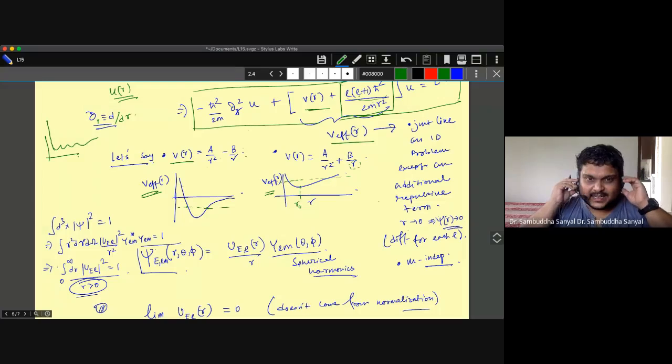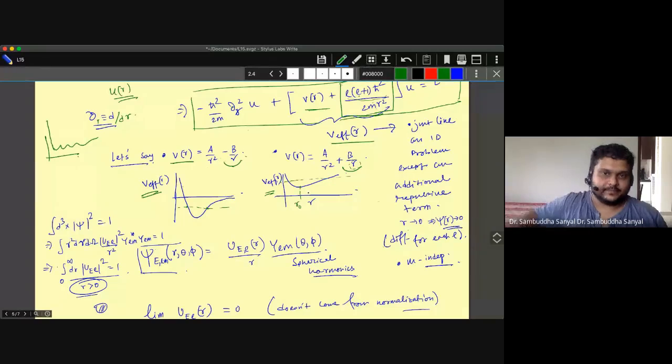So the point here is to point out the difference between an attractive and repulsive potential. The attractive potential, which is of this form, will allow a bound state. That is the whole point. And this repulsive potential will let the particle fly to infinity. That is what I wanted to emphasize here.